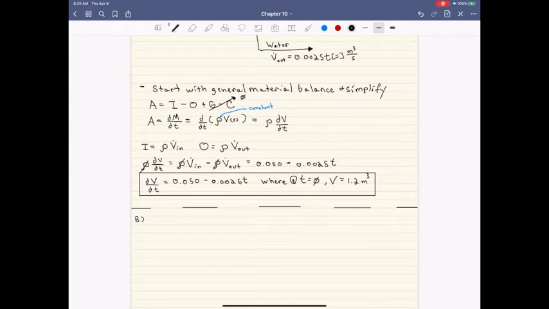Start with part B. I'll rewrite our differential equation here. 0.0025t. Okay. And so, if we want to solve this differential equation, we need to make sure that it's in a format that is solvable based on the analytical tools that we know so far.